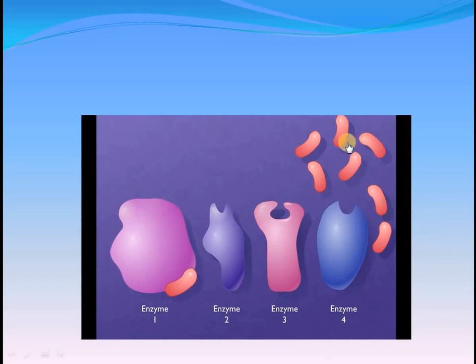So you can see that here is the product, and you can see that its number has increased, okay? Then these products come and attach to another site than the active site, which is the allosteric site.